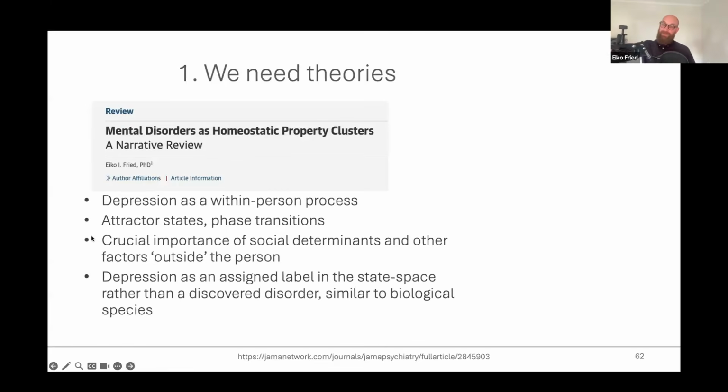I will skip my own thoughts on this. I have my own little theory of depression. It's probably not a good one, but it is a theory of depression. It has to do with the idea that we should look at within-person processes more than anything else. I want to know whether depression is continuous or categorical within person.